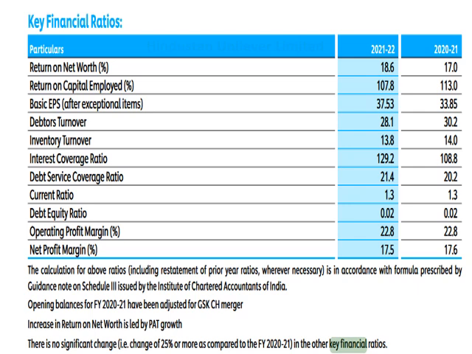Debtors turnover is 28.1. This is also very high, which means that the average collection period for the company is barely 13 days, one of the shortest average collection periods. The company perhaps has very little credit or collects its receivables very efficiently. Inventory turnover ratio is also very high at 13.8, which suggests that it is very efficient in managing its operations. Interest coverage ratio is 129.2. It is high because the company has very little interest-bearing debt. Current ratio at 1.3 is fairly satisfactory.